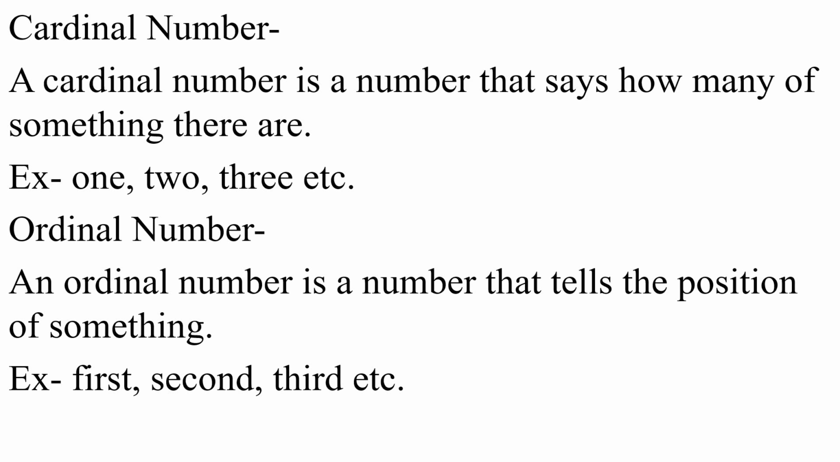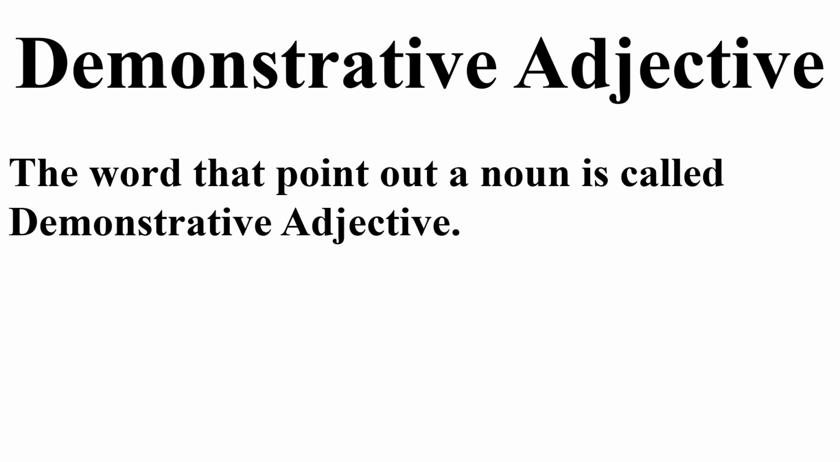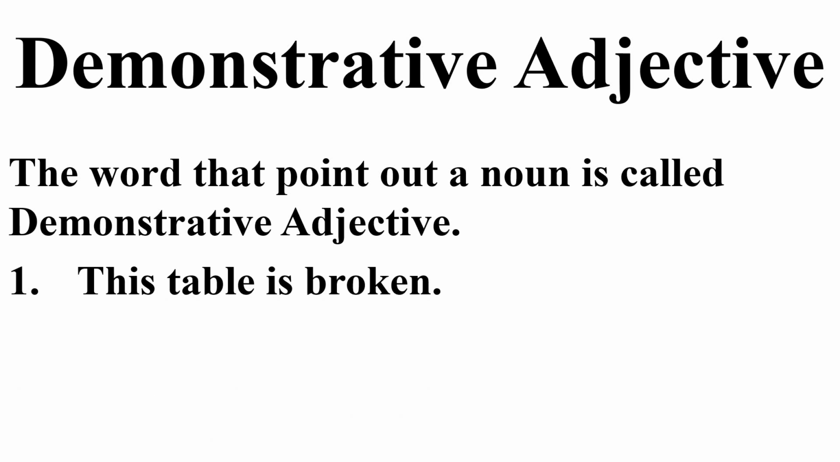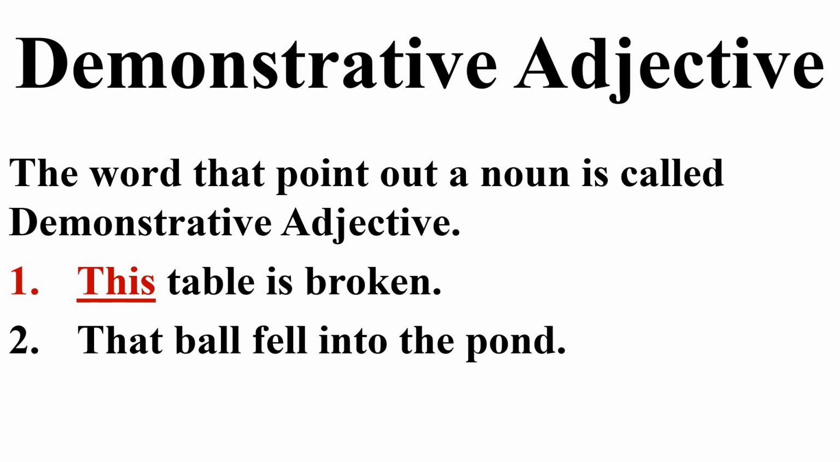The fourth adjective is demonstrative adjective. The word that points out a noun is called demonstrative adjective. Demonstrative adjective किसी भी noun को point out करते हैं, such as: This table is broken. Which table is broken? This one. So this is demonstrative adjective. Another one is: That ball fell into the pond. Which ball fell? That ball. So that is demonstrative adjective.